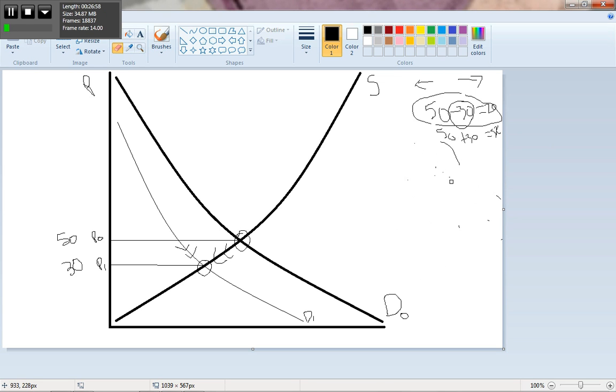So let me just erase all of this. And yeah, that's a bit cleaner. So perfect. So remember we said that if something is increasing there, then it shifts way to the right.